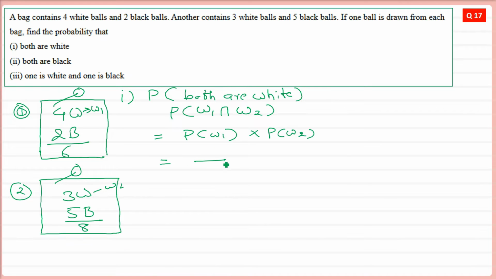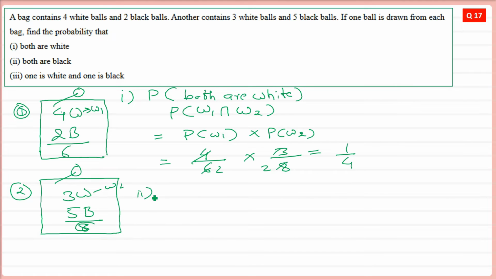Now what is the probability of getting white? The totals are 6 and 8 respectively. First bag 6 total, second bag 8 total, that will come in the denominator, you already know that. So favorable cases, how many whites are there? 4 in the first bag, 3 whites in the second bag. So this will be 4 by 6 times 3 by 8, this is going to be 1 by 4.